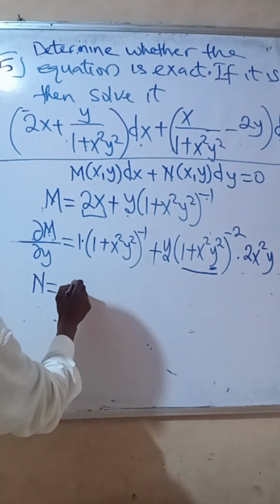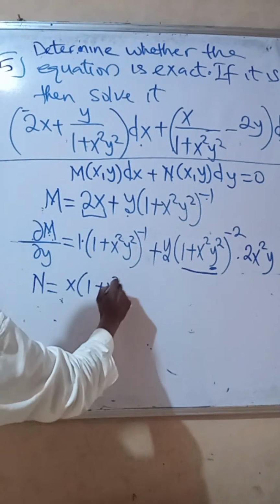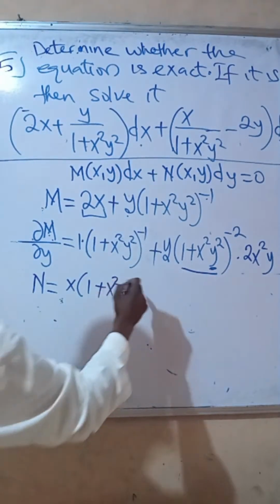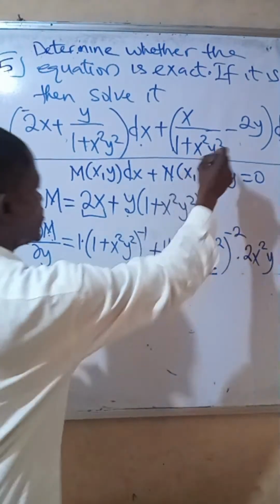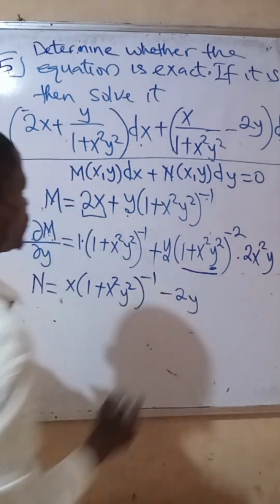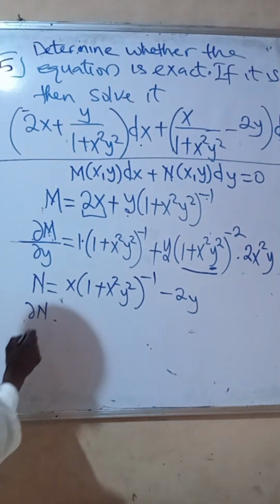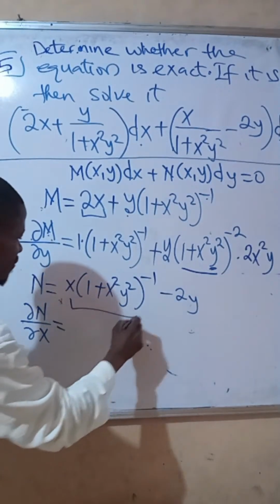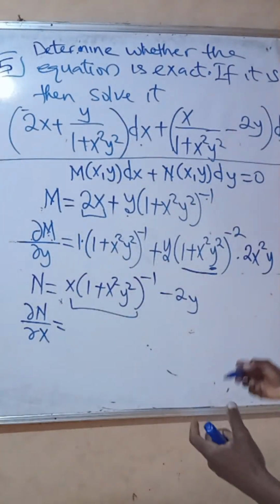So I'm having x times 1 plus x squared y squared, to the power minus 1, and then minus 2y. So that's what I have. Let me now do the partial differential of n with respect to x. This one is going to involve a product rule, and at the same time, it's going to involve a chain rule.